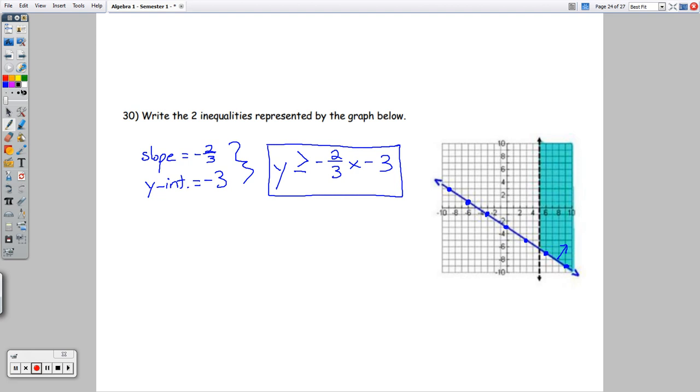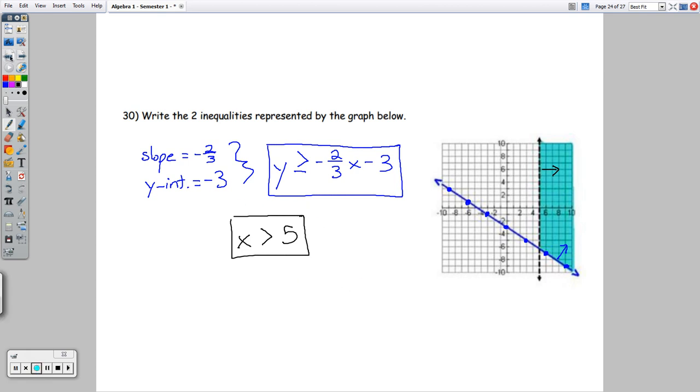For the black one, it's dashed, so you're not going to have or equal to. This is where the x value is always 5 along that line. So we say x is, and we're shading to the right here. So x is greater than 5 is what that one is.